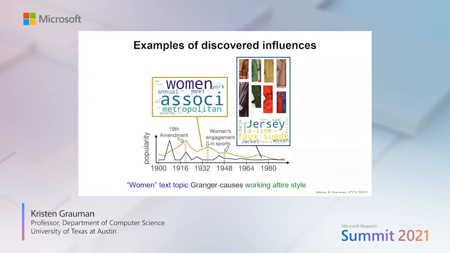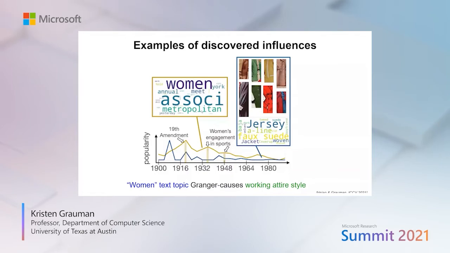And the blue is showing then on the right the excerpts of images that represent strongly the given style that was found to have a Granger causal relationship with it. And you can see the words underneath those pictures, those are visual attributes that are also detected in the photos. So what this particular example shows is how the women text topic Granger causes what looks like a working attire style. And in fact, observing those events can help you predict when that kind of working style is going to be more or less popular.